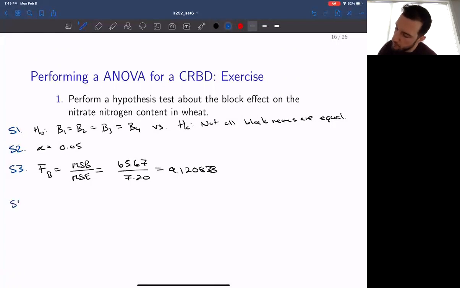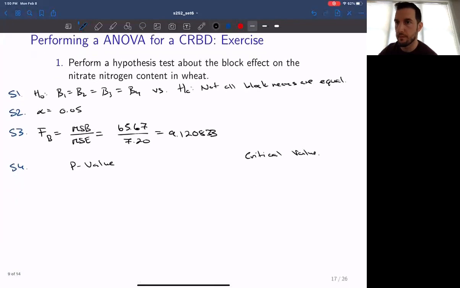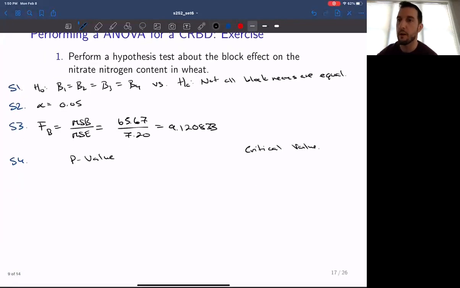And then on step 4, we can take the p-value or the critical value approach. And this is where I'll pick up on Wednesday, working through the steps of the test so that you can have another illustration of how this works as well.